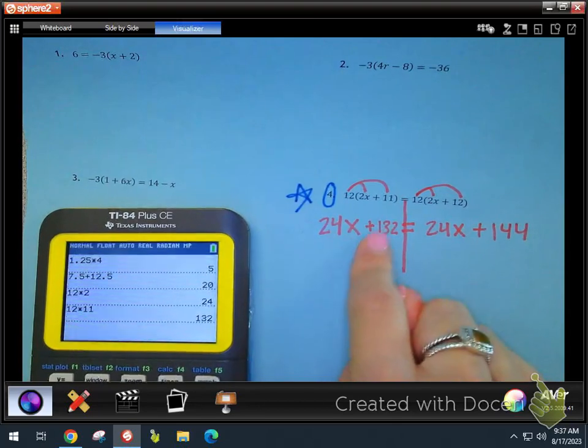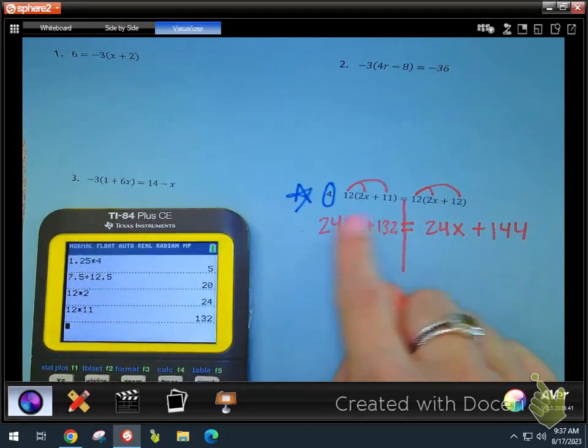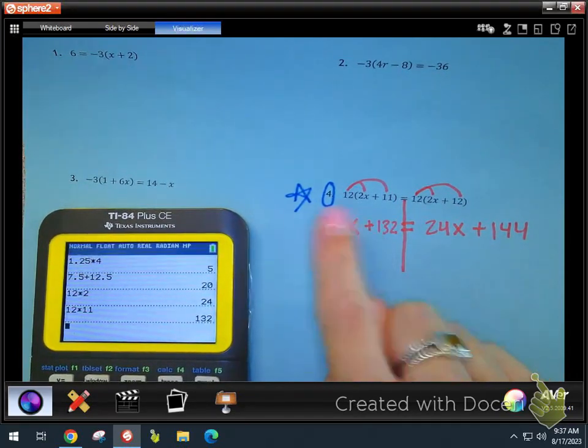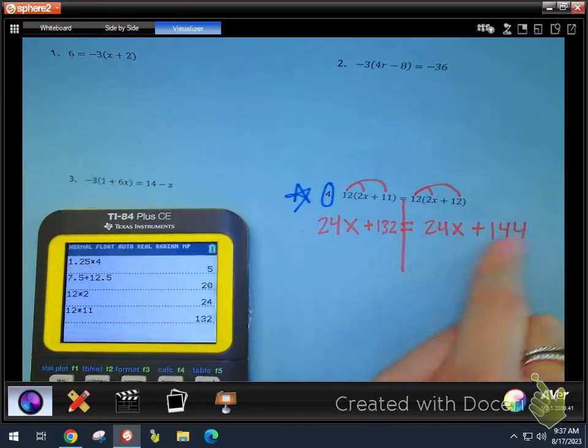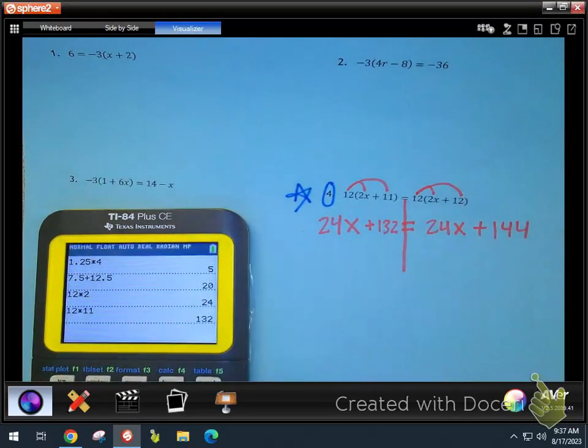Look, I'm circling it. Are there any like terms over here? No. Remember, like terms, they both have x's or they both are plain numbers. Any like terms over here? No. How many sides do I have an x on? 2. How many sides do I want an x on? 1. Which way do you want to move?